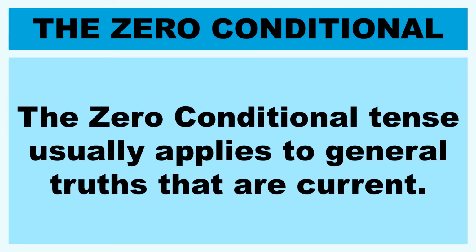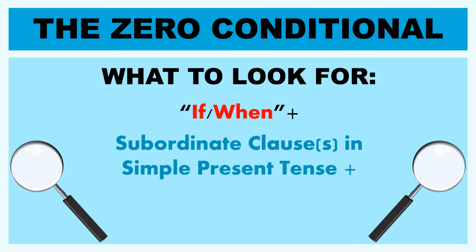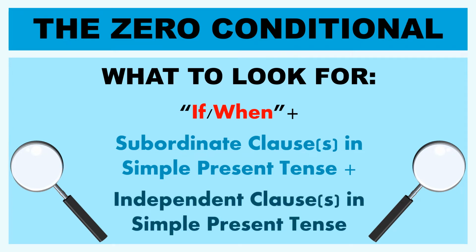The zero conditional tense usually applies to general truths that are current. What to look for in this context? The if and when, a subordinate clause in the simple present tense, and an independent clause that is also in simple present tense.